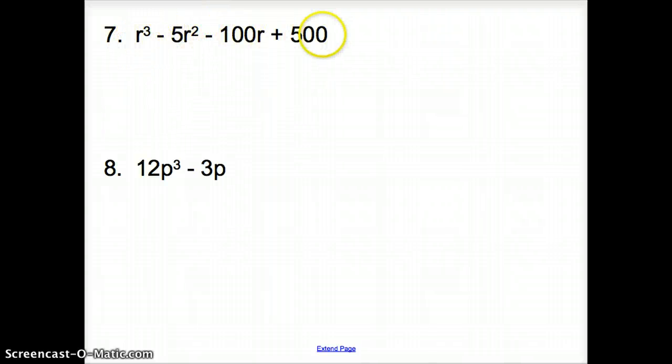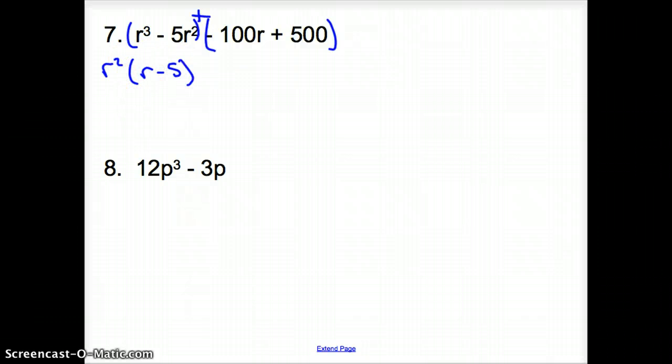Number 7, again, back to the 4 terms. Anything that I can take out immediately? No, there is not. So I'm going to group this, and I'm going to include that negative sign with that 100, put a plus right in the middle. This first set of parentheses, what can I take out? I can take out an r squared. I'll be left with an r minus 5.